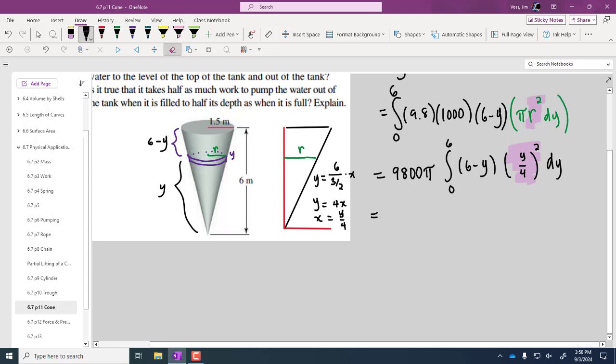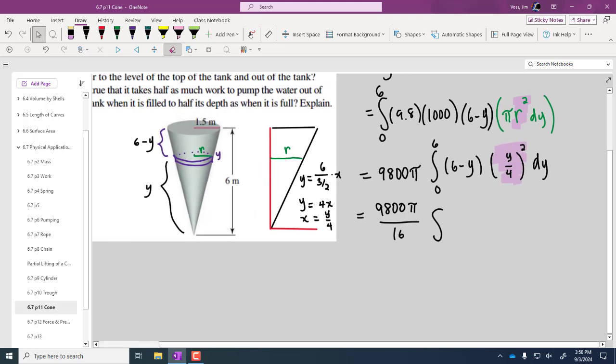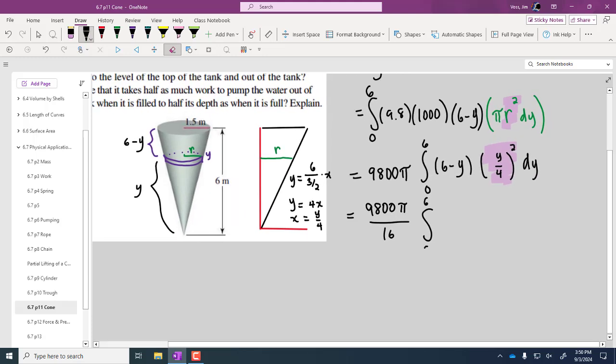So do you see that this is going to be a 16 in the bottom that can factor out to the front? So that 4 squared is 16, so we're going to end up having a 9,800 times pi divided by 16 out in front. And on the inside, we're going to go 0 to 6, and we're going to take this y squared and distribute it so that we have 6 times y squared minus y cubed dy.